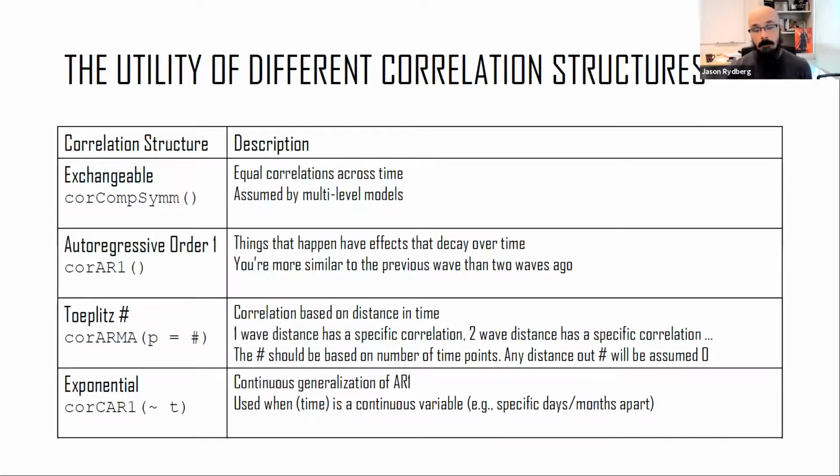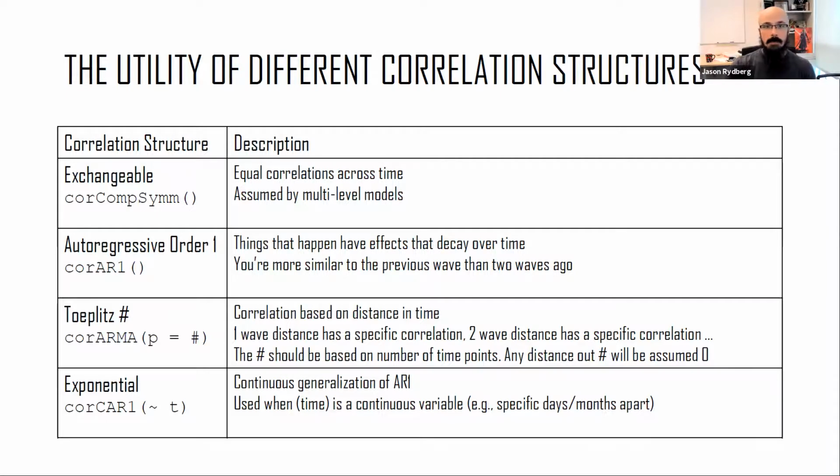Now, an autoregressive structure of 1 is the kind of default here, where it assumes that who you are at time 2 is based on who you were at time 1. An autoregressive 2 would be like who you are at time 3 is related to who you were at time 2 and who you were at time 1, or what your scores were at those two times. And those correlations are allowed to be different, but there's always decay. So you think of it as like waves of decay.